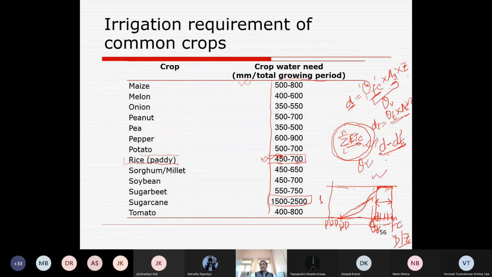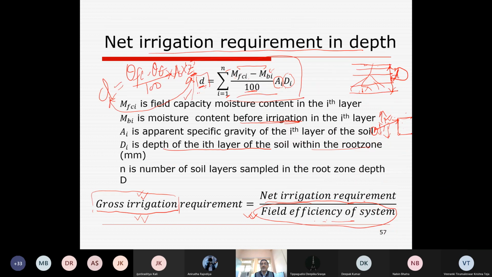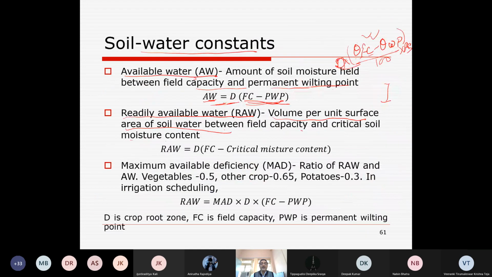Let me go back to this one. This is your readily available water, meaning this is easily available to the crop and the crop is responding to the maximum or full extent. It is giving, meaning yield has no loss in this reduction of water content. So this is basically the threshold condition that is called the readily available water.